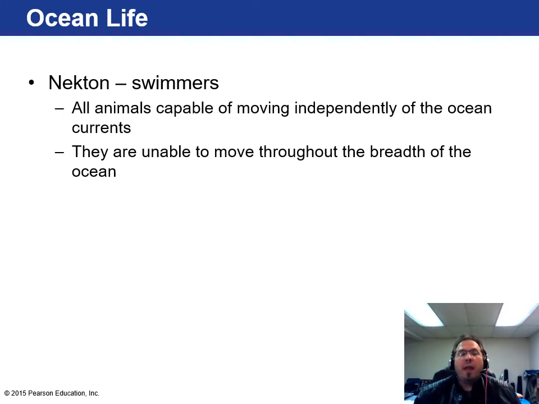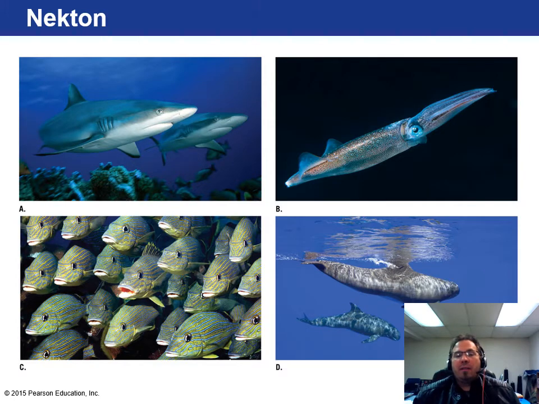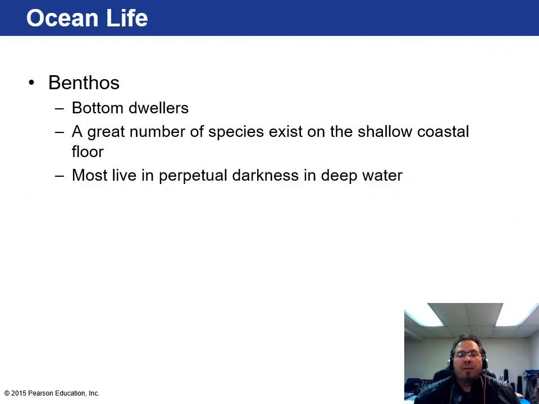So you have what are called the nekton, which are the swimmers, all animals capable of moving independently of the ocean currents. So they're not floaters. I think jellyfish are considered floaters. They're unable to move throughout the breadth of the ocean. So here's your nekton. You've all seen these before, right? You got your sharks, your cuttlefish, whales, and fish. There's a zillion of these types of creatures in the sea. I love cuttlefish; they're cool as heck.